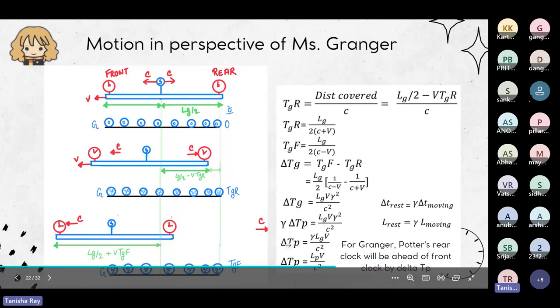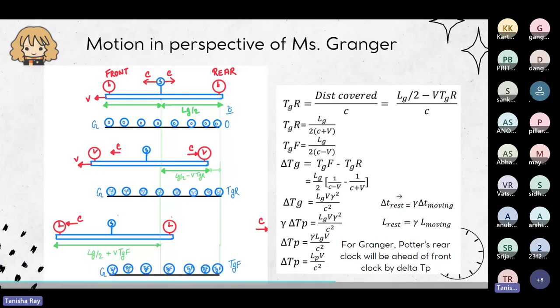So now that we are in Potter's frame of reference, in his frame, it is Potter who is at rest and it is Granger who is moving. So while we apply this equation in Potter's frame, we will place this TP. I think we don't have to work with time anymore. We will work with length.